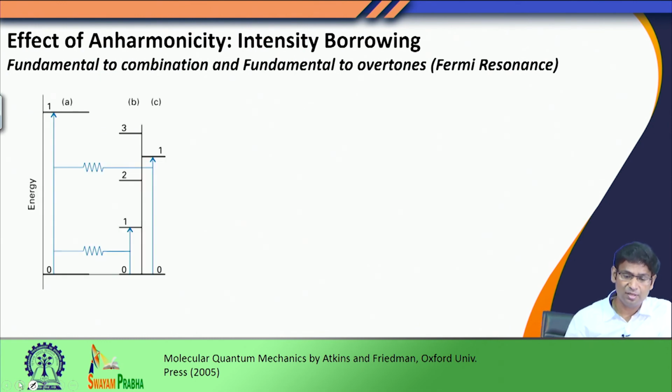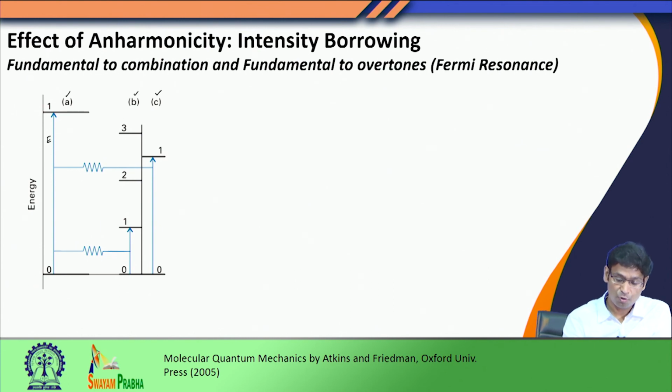The first example considers how a fundamental band intensity can go to a combination band. In this example, there are three different normal modes considered: A, B, C. Along A mode, the vibrational states are shown here. This is the ground state along A mode, and this is the first excited state. To go from 0 to 1 along A mode, you require this much energy. This is the energy difference.